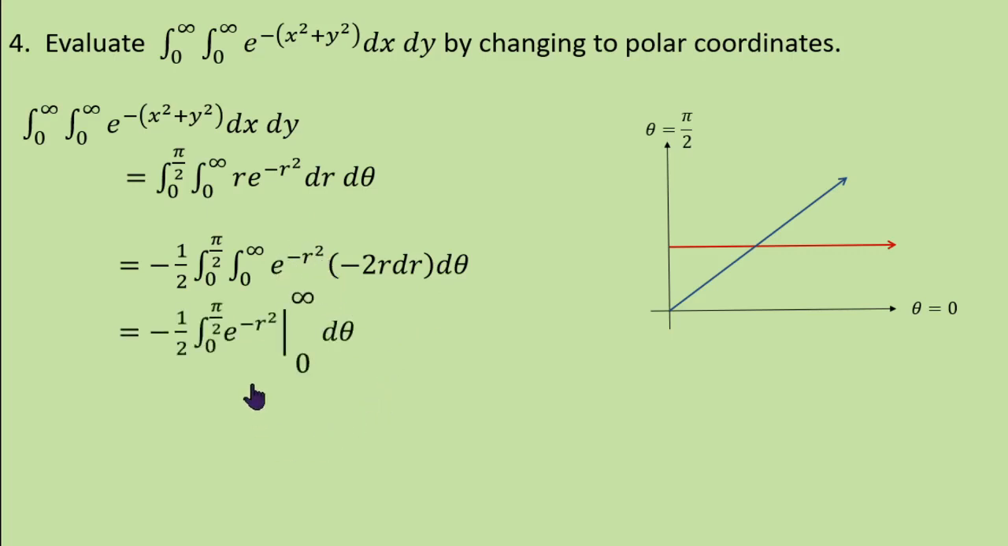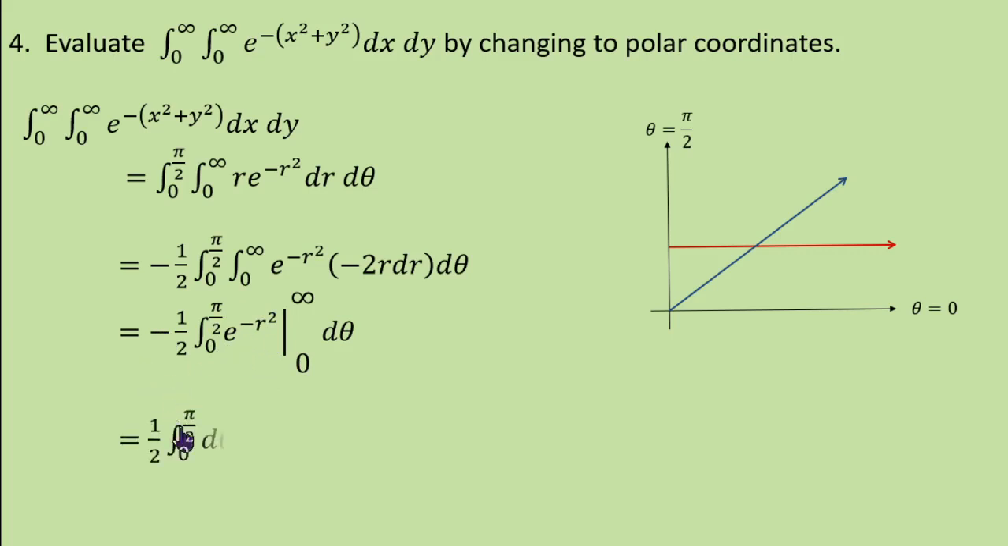T is nothing but minus r square, and hence minus half integral 0 to pi by 2 e power minus r square, limit of r is 0 to infinity. When you apply the upper limit, e power minus infinity means 1 by e power infinity. No doubt it is 1 by infinity form, therefore it is 0. Upper limit value is 0. Lower limit value, when you substitute r is 0, e power 0 is 1. And hence 0 minus 1. So, integral value is minus 1. Here minus half into minus 1 is half.